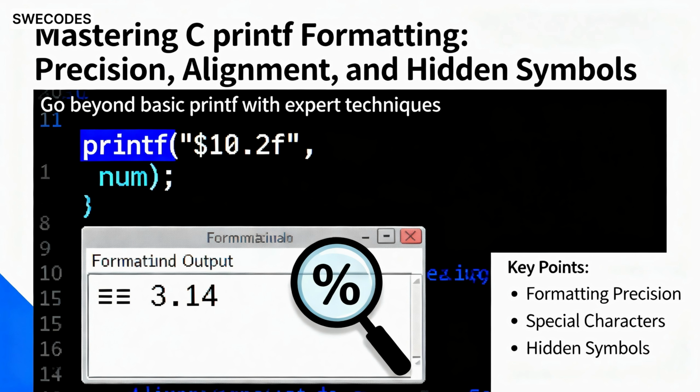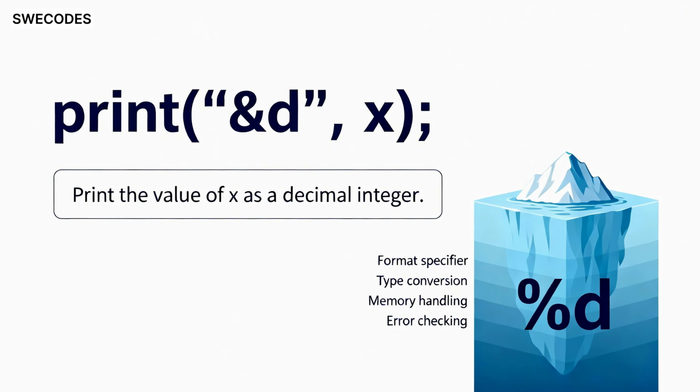Have you ever wondered how to make your C programs print output exactly the way you want? Perfectly aligned, formatted, and clean? Most beginners only scratch the surface of printf. We're going deep into formatting precision, special characters, and the hidden symbols between % and your format specifier that give you total control. Let's start with the basics.